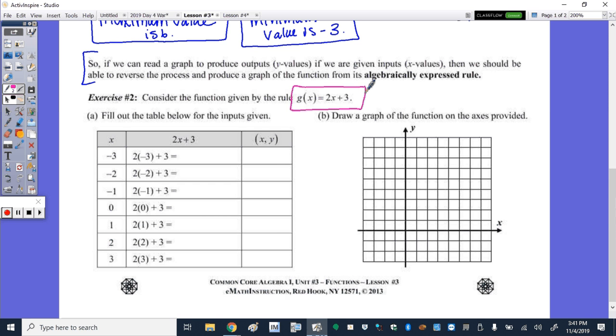So now our rule says to take the x values, double them, and then add 3. So you can see all of our x values here are being doubled. So they're already substituted or plugged in. So we just need to do the calculations. Double negative 3, I'm going to do all the doubles first. Double negative 3, we get negative 6. Double negative 2, we get negative 4. Double negative 1, we get negative 2. Double 0, 0. Double 1 is 2. Double 2 is 4. Double 3 is 6. Now I'm going to add 3 to each one.